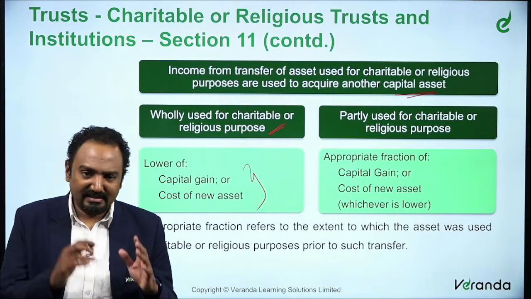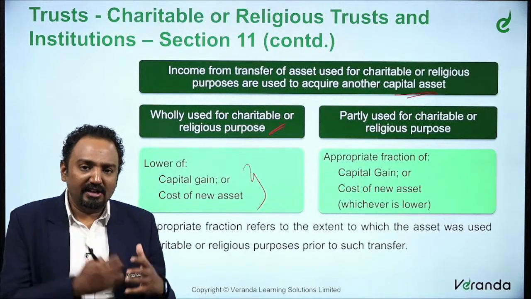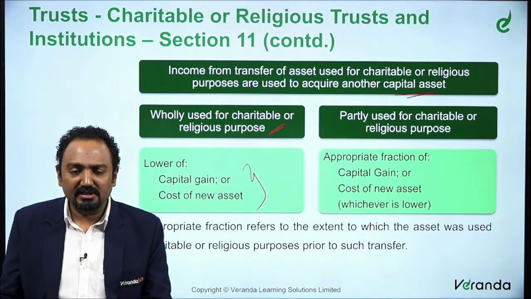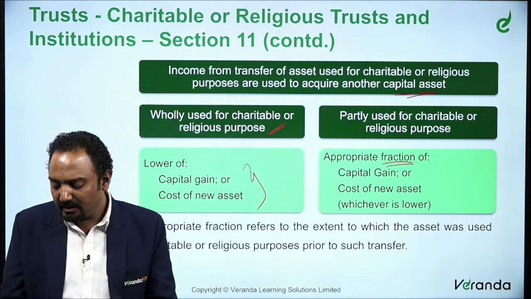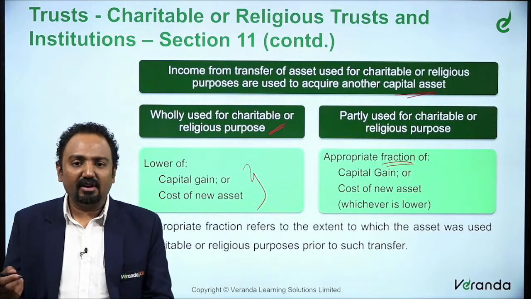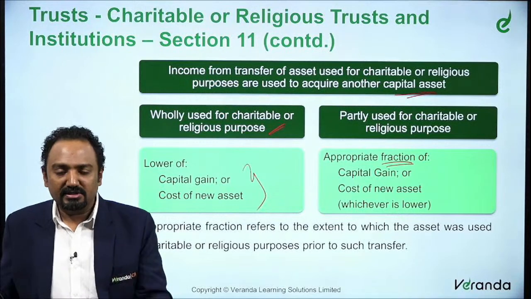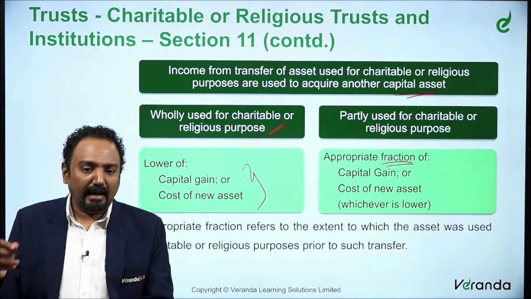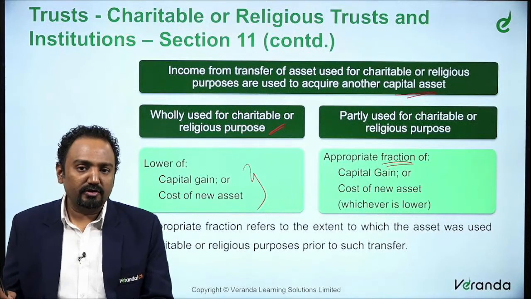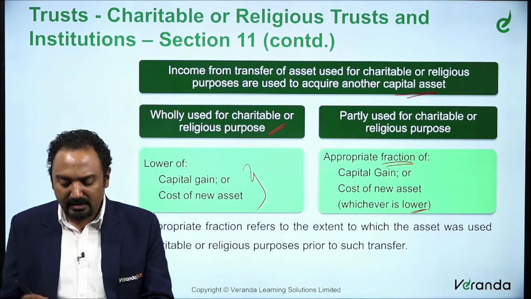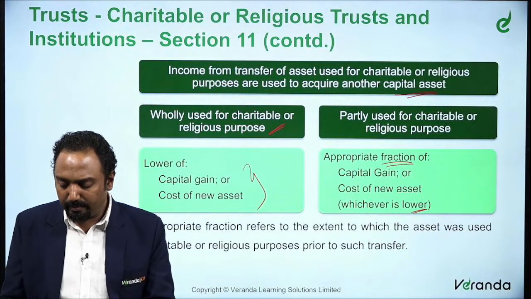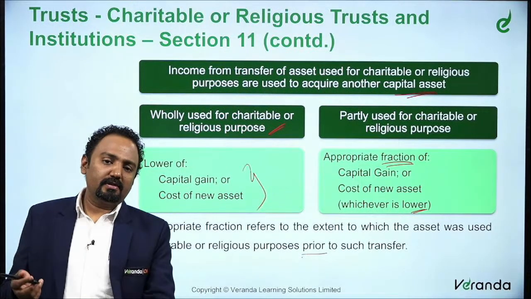In case that asset is actually used partly for charitable and partly for some other purposes, not charitable or religious purposes, then it must be done in fraction. So let's say if 10% is trading activity, and 90% was covered as charitable purposes, then 90% of that capital gain and 90% of the cost of the new asset should be considered, and whichever is lower should be considered. That's all. So when you say appropriate fraction, it is the fraction in which the asset was used for charitable purposes prior to such transfer. So whatever was the use before the transfer, you have to take that cost and then understand.